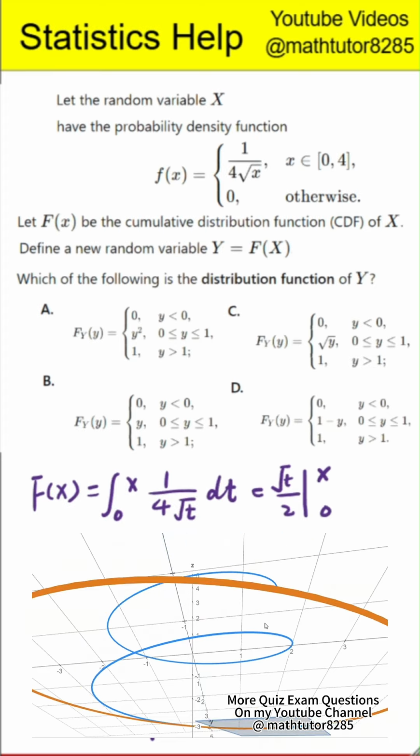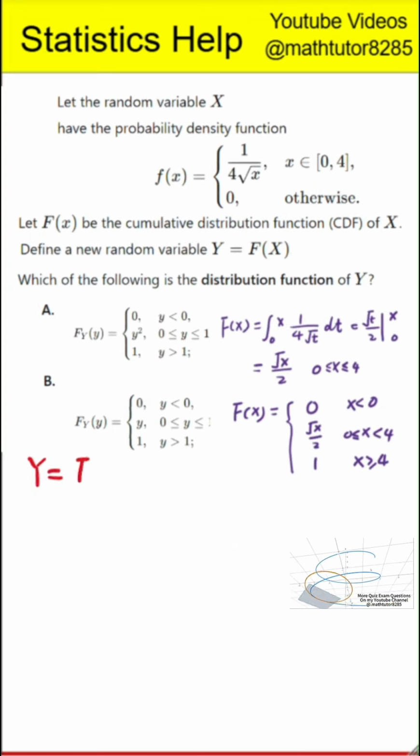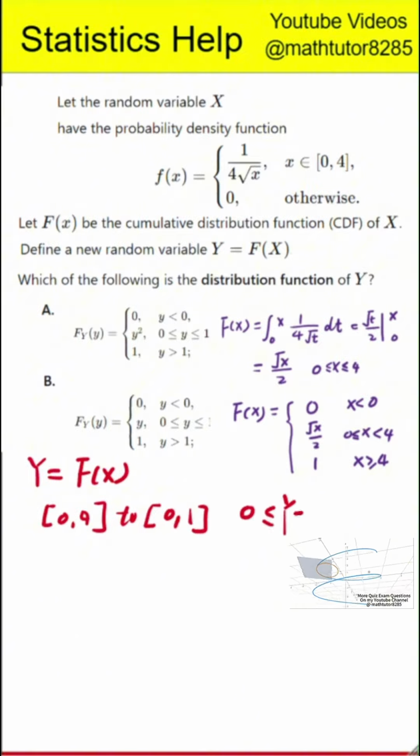Next step, determine the range of y. Because F of x increases from 0 to 1 as x increases from 0 to 4, the random variable y, which equals F of x, must take values only between 0 and 1.